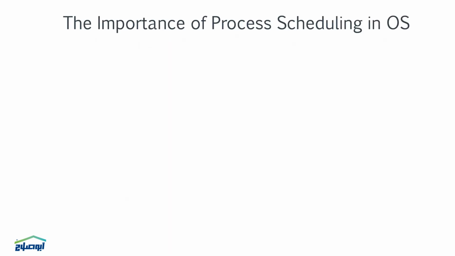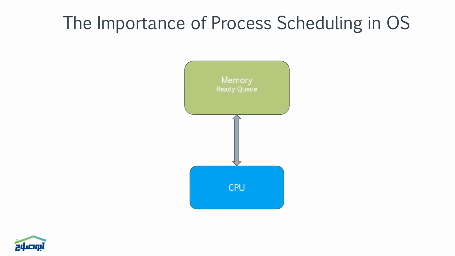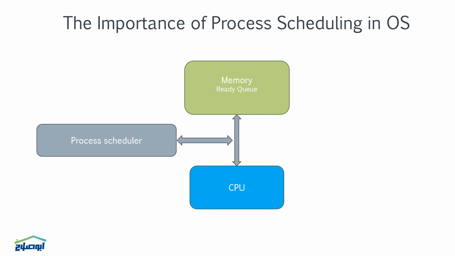The importance of process scheduling in operating systems. As previously mentioned, the operating system, OS, maintains a queue of numerous programs awaiting execution at any given moment. The OS orchestrates the initiation, suspension, and transition between these programs to ensure seamless operation. A process scheduler becomes imperative in guiding the OS on which program to execute, when to pause, and when to switch to another.